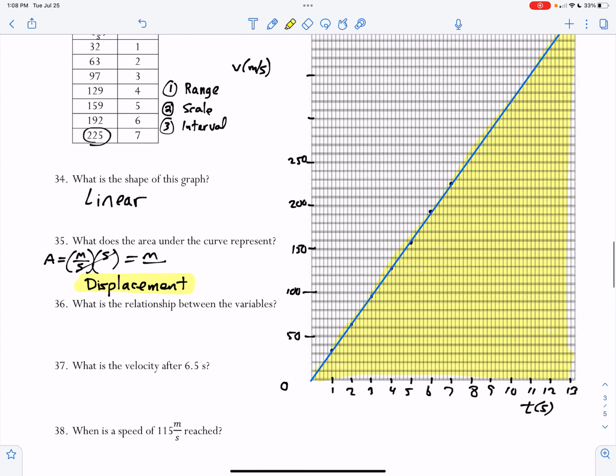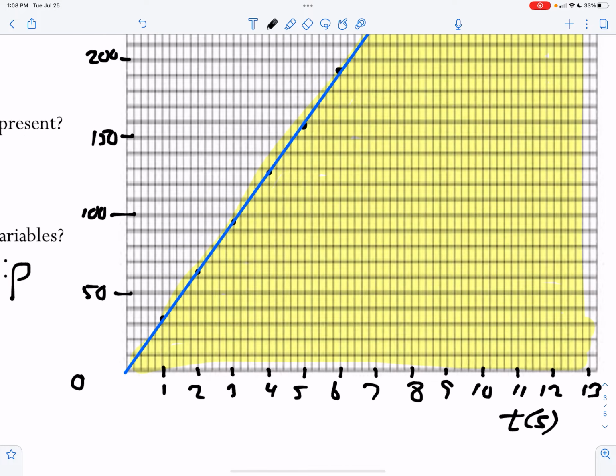Okay, what is the relationship between these variables? Well, this, ladies and gentlemen, is what is called a direct relationship. Direct relationships are linear, and they start from the origin 0, 0. What is the velocity after 6.5 seconds?